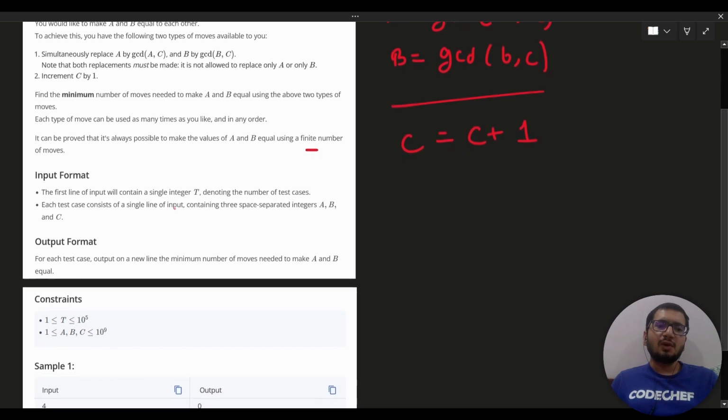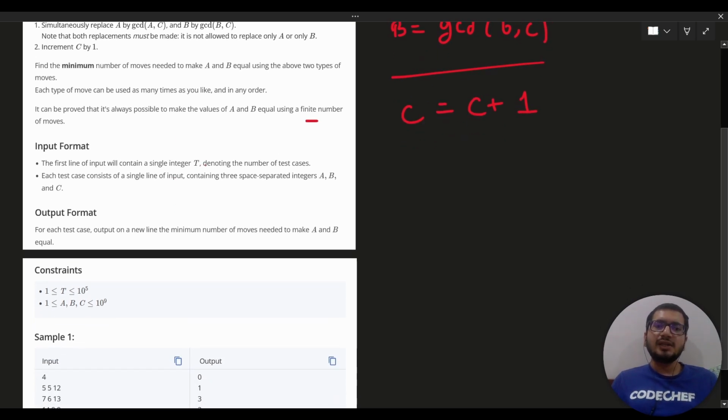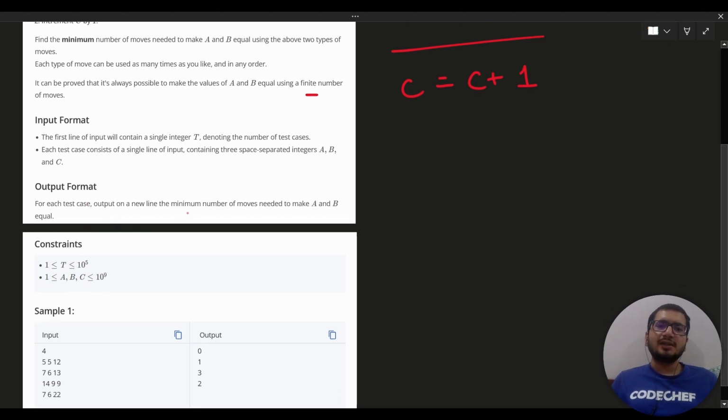For the input format, we have test cases, and for each test case, on a single line we have three space separated integers. These will be a, b and c. As for the output, we simply have to output on a new line the minimum number of moves needed to make a and b equal. As for the constraints, the number of test cases will go from 1 to 10 raised to 5 and the values of a, b and c will go from 1 to 10 raised to 9.